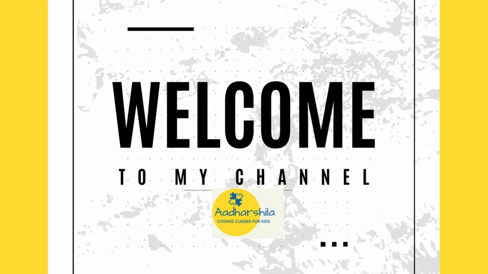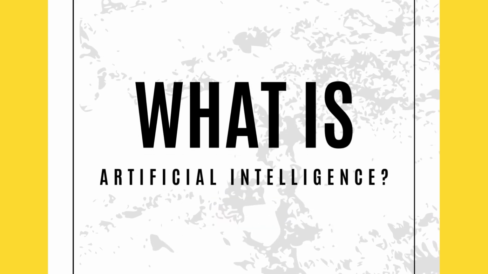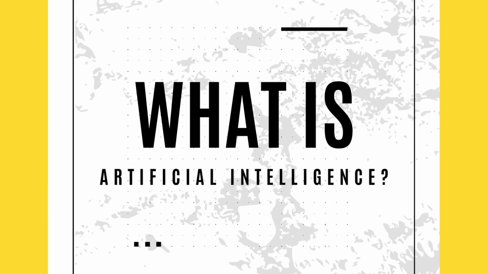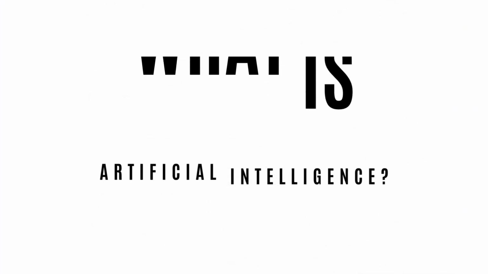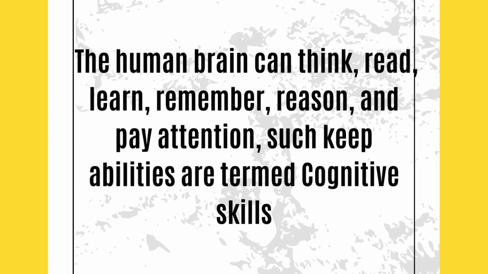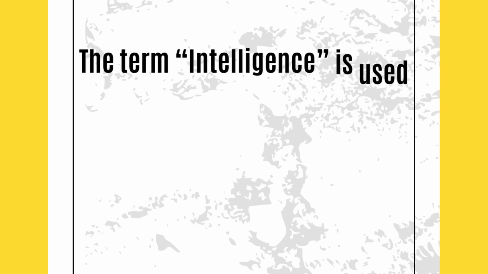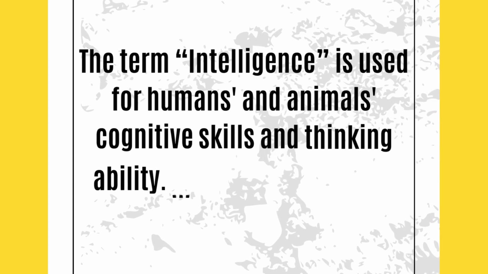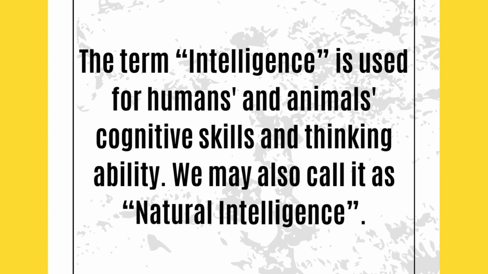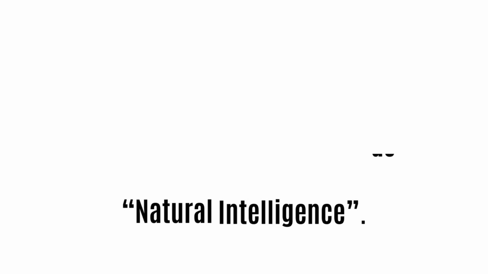In today's video, we are going to learn what is artificial intelligence and let's understand its concept. The human brain has the ability to think, read, learn, remember, reason, and pay attention. Such capabilities are termed cognitive skills. The term intelligence is used for cognitive skills that are connected with the process of understanding and the thinking ability of humans and animals. We may also call it natural intelligence.